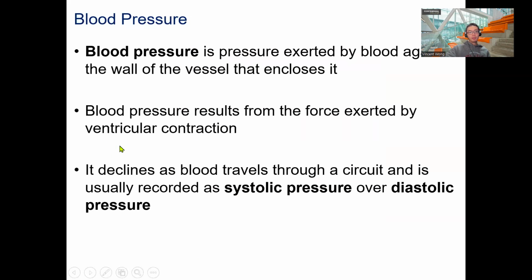Okay, let's talk more about blood pressure. We already established that blood pressure is created by the blood pushing against the vessel wall, and the source of the blood pressure is actually the ventricular contraction. We learned about systole, which is contraction, and diastole, which is relaxation. So depending whether you measure the blood pressure during systole or diastole, the numbers are going to be different.